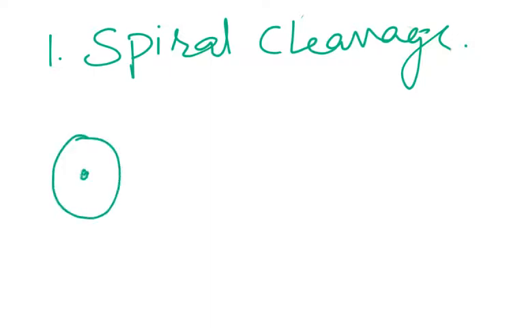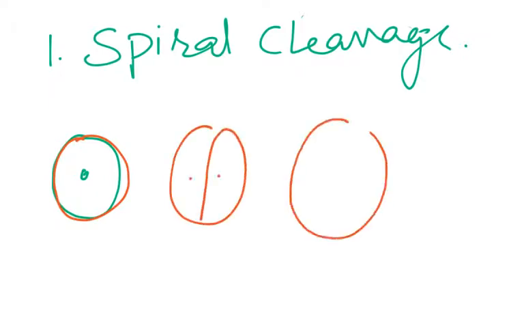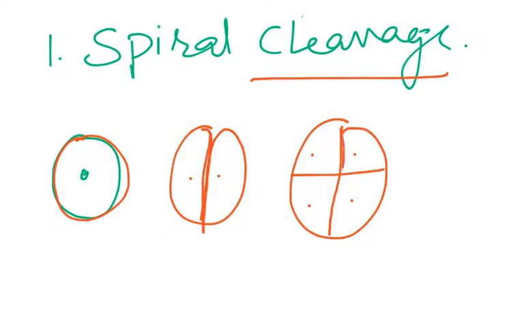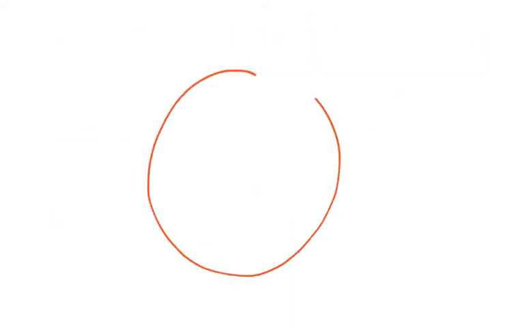Let me start again with the zygote. When the zygote divides, it forms two cells. When the two cells divide, again it forms four cells. First of all, let us see what cleavage is. Cleavage means the crevice which appears during the process of cell division. At the 4-cell stage, let us try to learn the cleavage patterns.